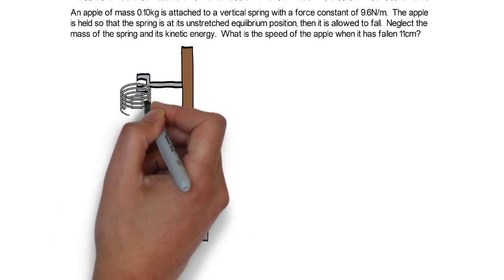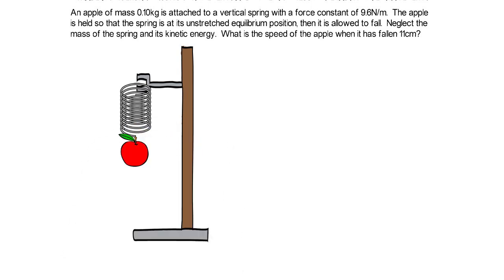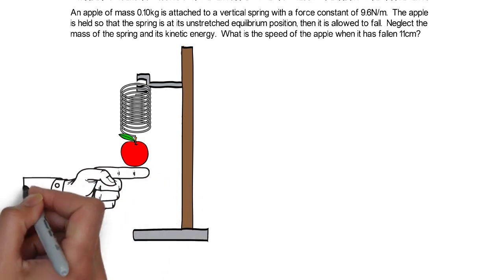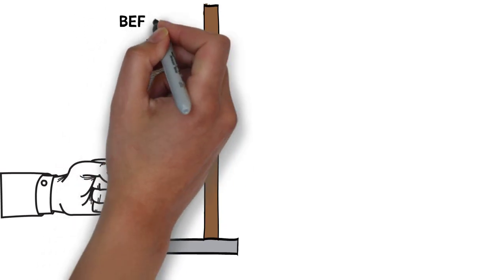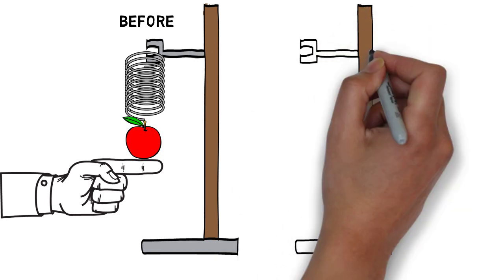The apple is held so that the spring is at its unstretched equilibrium position, then it's allowed to fall. Neglecting the mass of the spring and its kinetic energy, what is the speed of the apple when it has fallen 11 centimeters? So in this question, we're going to look at conservation of energy.